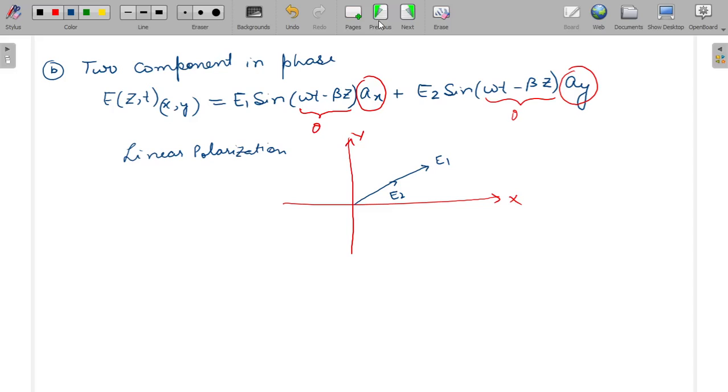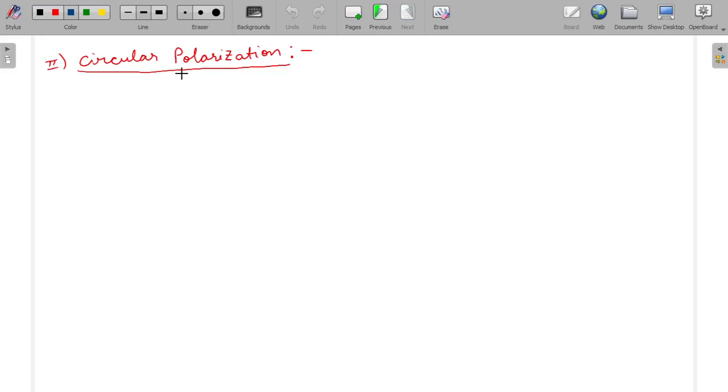So this is the case of our linear polarization. Coming to the next, that is circular polarization. Here, two electric field components are equal in amplitude and out of phase by 90 degrees in time.